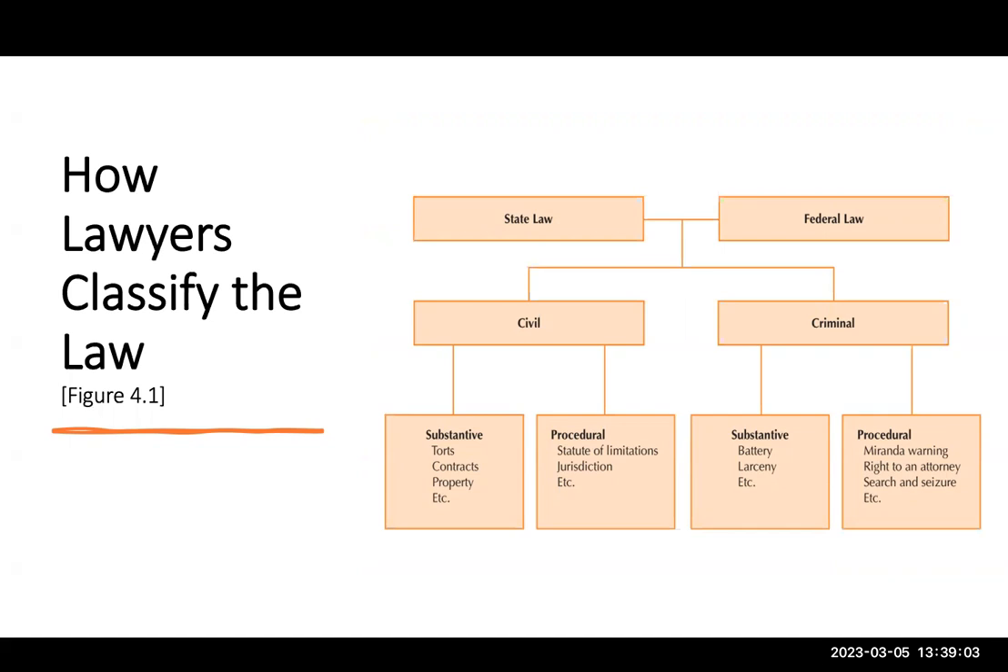And as noted, substantive aspects of civil law include things like tort law, contract law, property law, etc. The procedural aspects of civil law include statute of limitations, issues regarding jurisdiction, etc. On the criminal side, substantive areas of law include the various types of crimes: battery, larceny, assault, etc. While procedural aspects include the Miranda warnings, the right to an attorney, search and seizure limitations, etc.